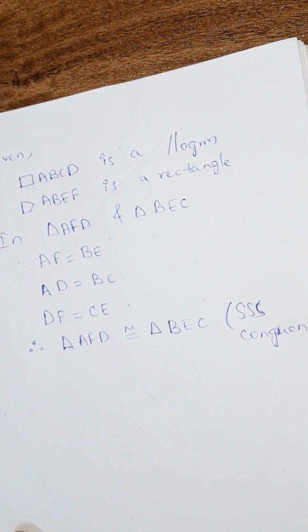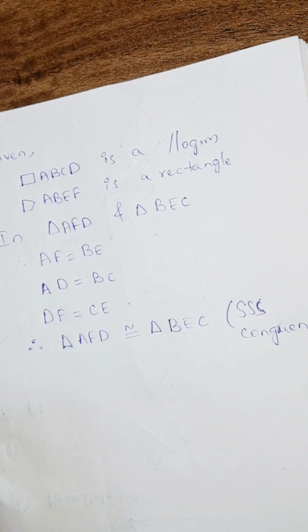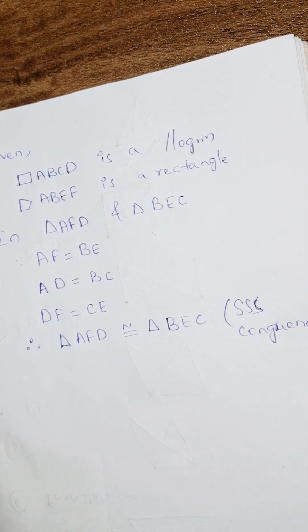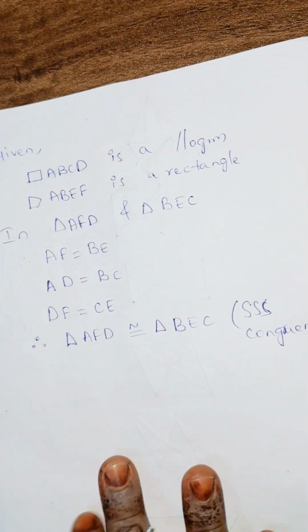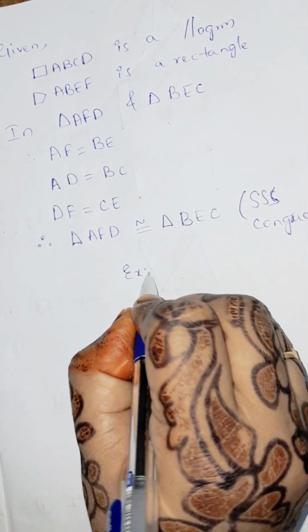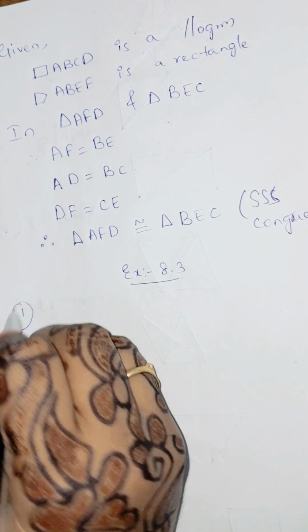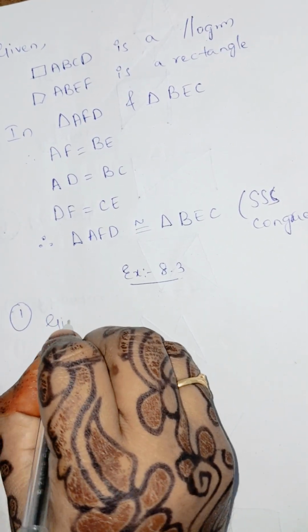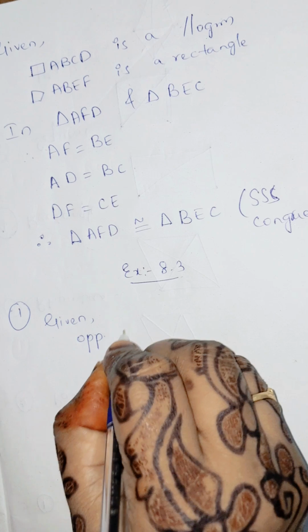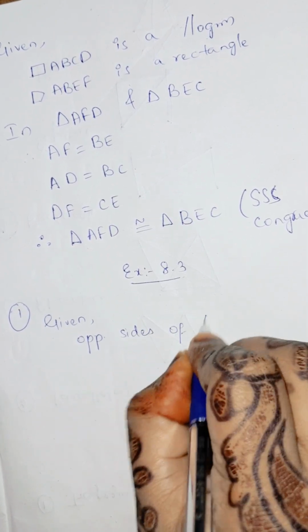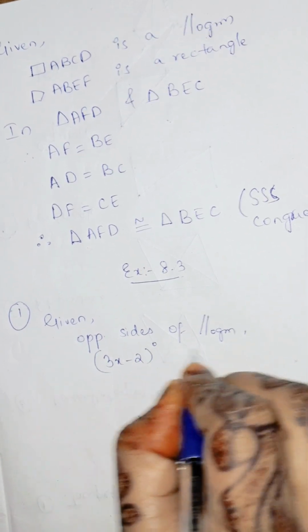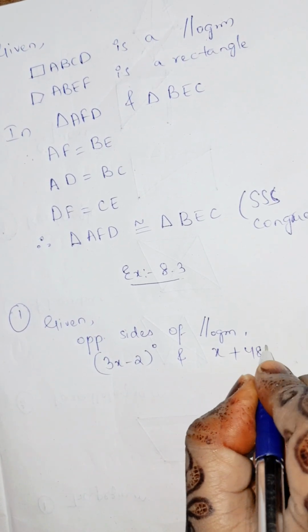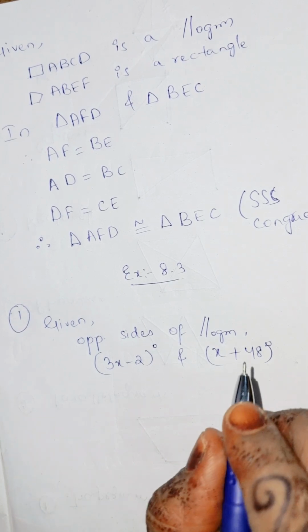So here we are having similar questions in these exercises. All the questions are similar only, so we can do that. Next is exercise 8.3. Exercise 8.3, first question. The opposite angles of a parallelogram are given. What are the opposite angles of the parallelogram? 3x minus 2 degrees and x plus 48 degrees. Find the measure of each angle of the parallelogram.